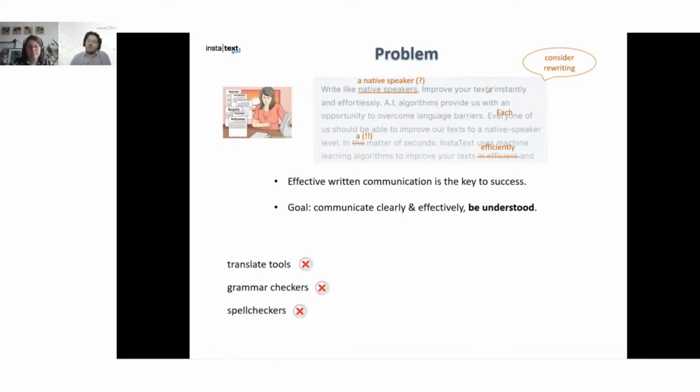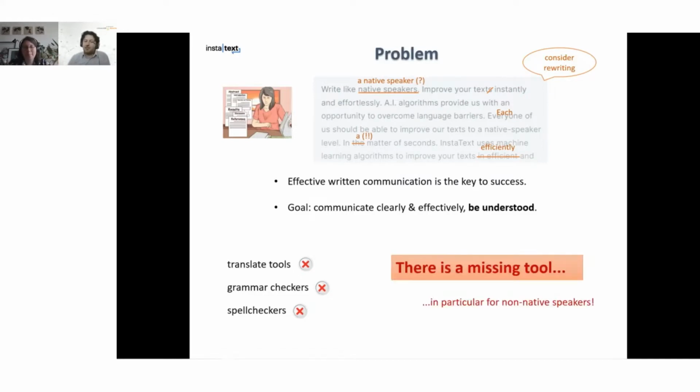Now, several tools emerged. Spell checkers are in a way perfect, but they don't solve the right problem. Grammar checkers emerged, but they stick too closely to the original text. They don't offer enough suggestions, in particular for non-native speakers. And then there are translation tools that are better and better, but the text still needs to be improved after we get it into English. So there was a missing tool, in particular for non-native speakers.